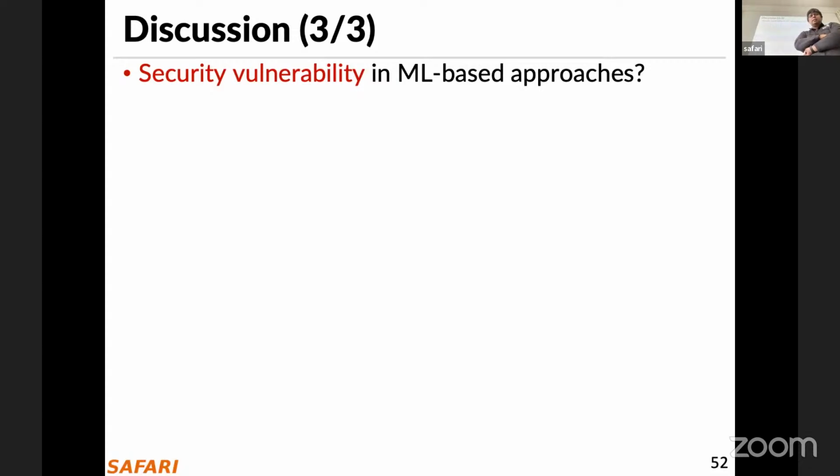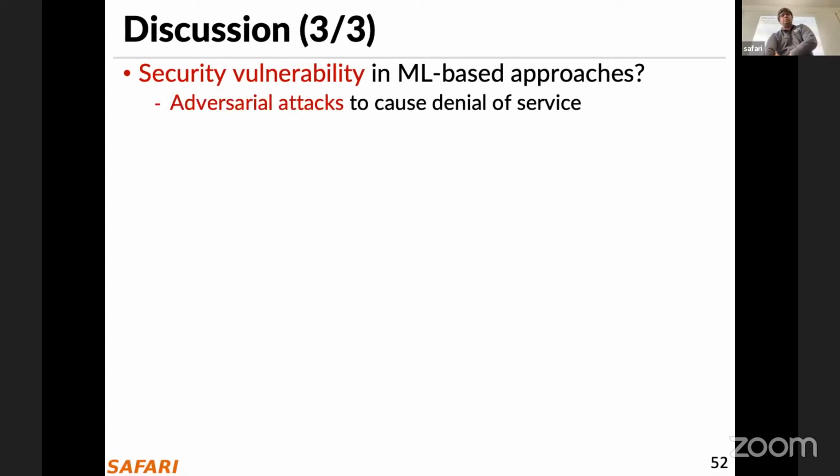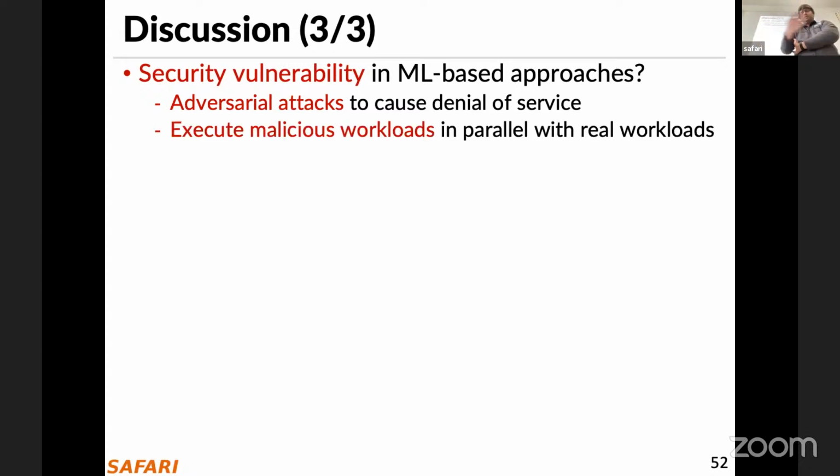You are more or less in the right direction. So the idea is to cause these adversarial attacks to, as I said, maybe do denial of service for these applications. And how we can do that is we can execute these malicious workloads with completely different access patterns and run them in parallel with the real workloads.